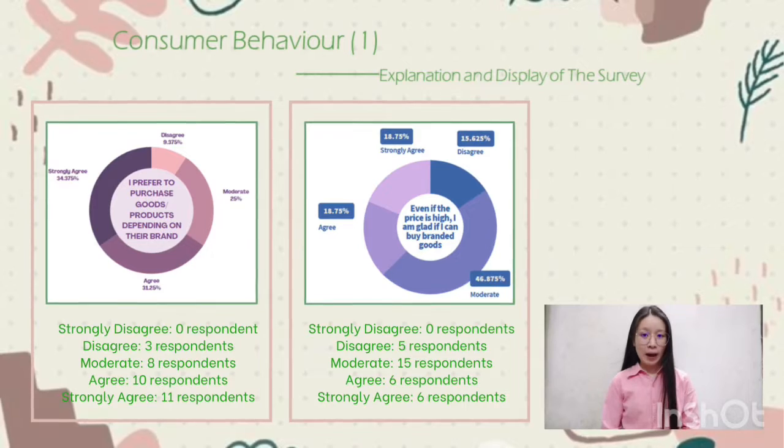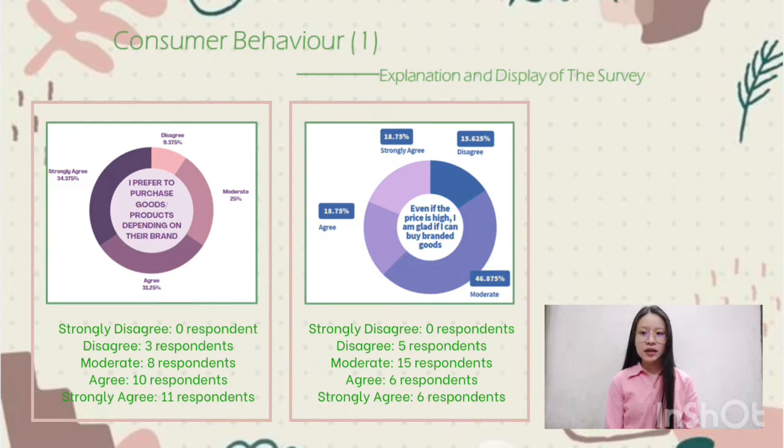Consumer Behavior Part 1. A total of 32 respondents participated in this survey by completing the questionnaire given via Google Form. 6 statements are included in this part of the survey, and the answer format is divided into 5 answer modes, which are strongly disagree, disagree, moderate, agree, and strongly agree.